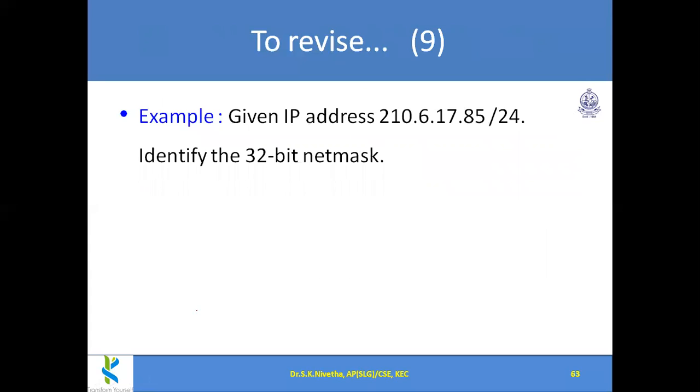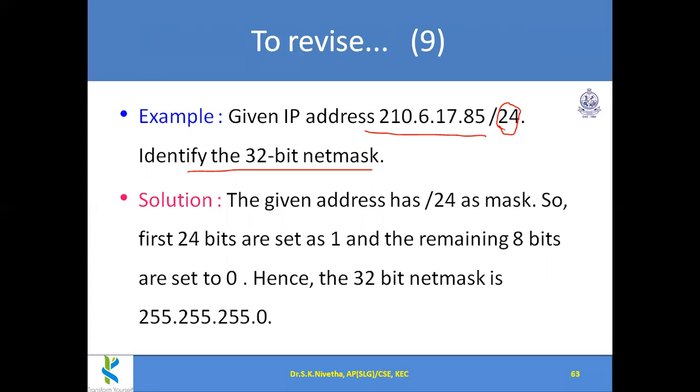Now, another question. The given IP address is 210.6.17.85/24. Identify the 32-bit net mask. Take this value 24. The first 24 bits are all 1, the remaining 0. So that makes 255.255.255.0. That is the 32-bit net mask.